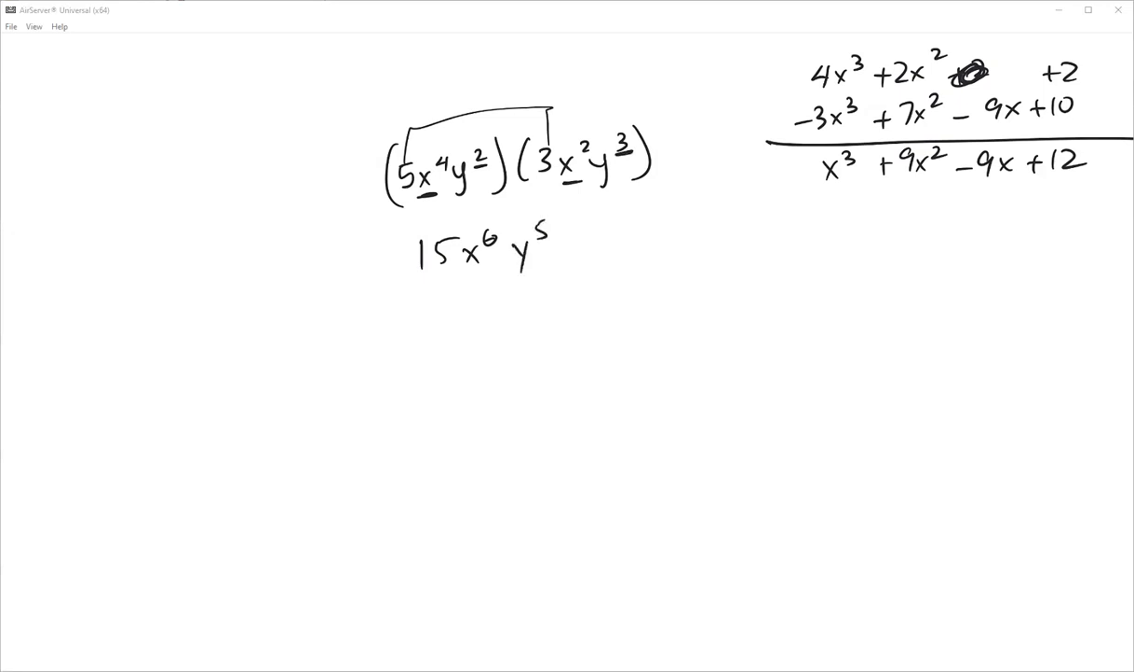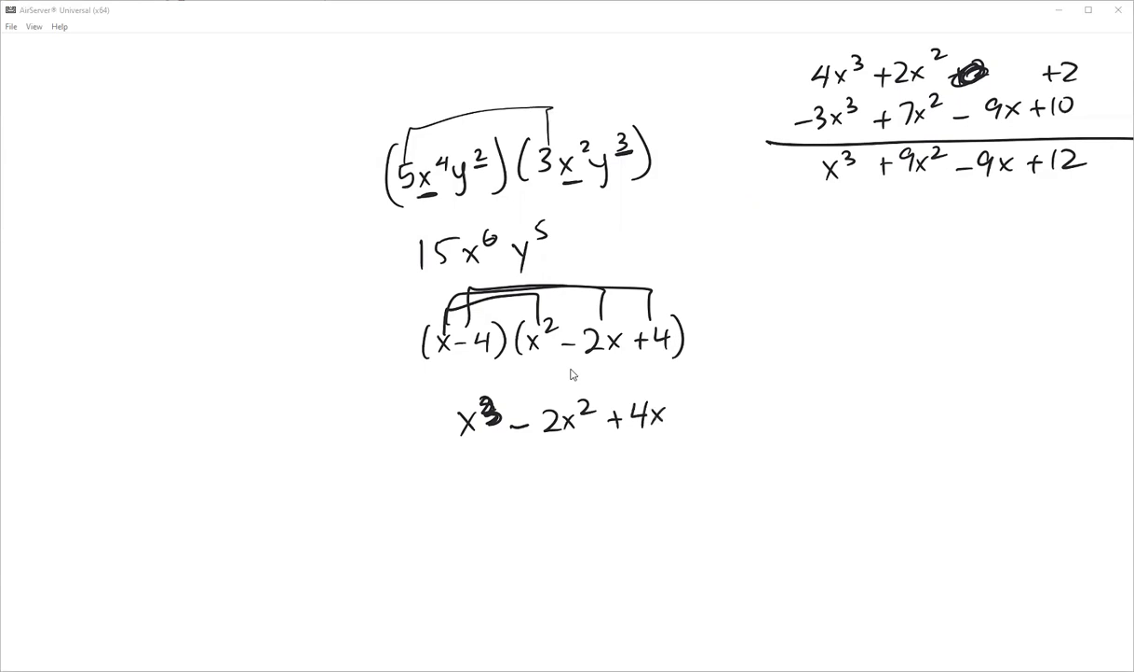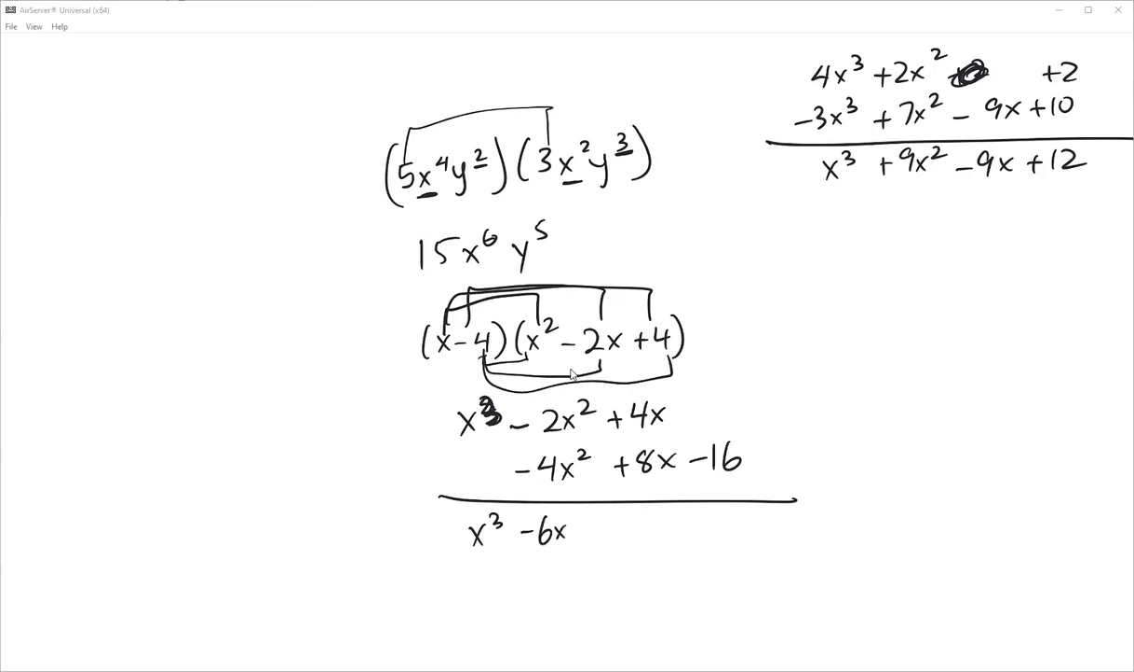However, for letter B, you have to FOIL. You have x minus 4, and then you have x squared minus 2x plus 4. Multiply the x to each term. So you get x cubed minus 2x squared plus 4x. And then the minus 4 to each term, and you get minus 4x squared plus 8x minus 16. Put the like terms together, it's x cubed minus 6x squared plus 12x minus 16. And that is your final answer.